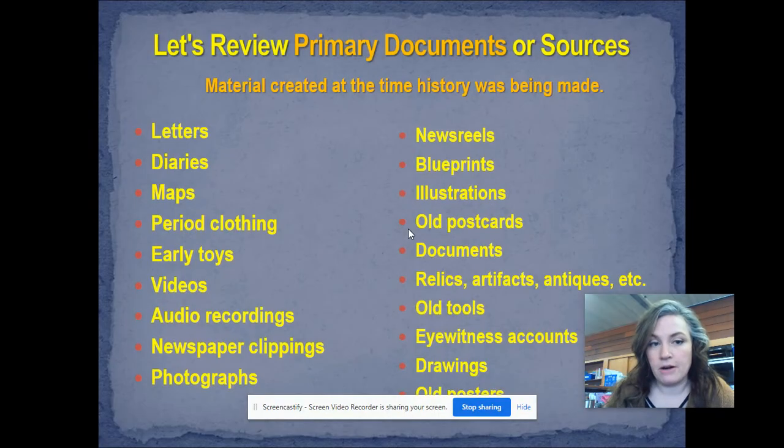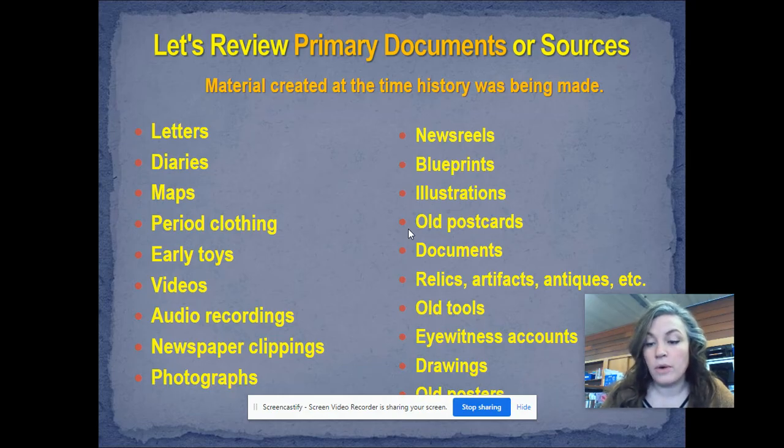So a quick review about some of our different types of sources. So all of these can be considered primary sources. Remember, that means they were created during the time of an event. They were there when something happened. That could be things like letters, diaries, maps. It could include artifacts like clothing or toys, videos, audio recordings, newspaper clippings, photographs, newsreels, blueprints, illustrations, postcards, documents, tools, eyewitness accounts, drawings, posters. We could go on and on.